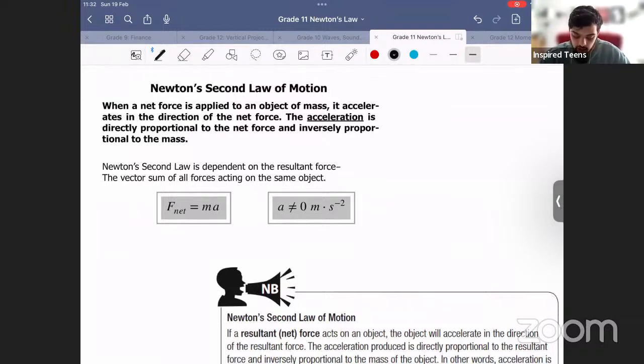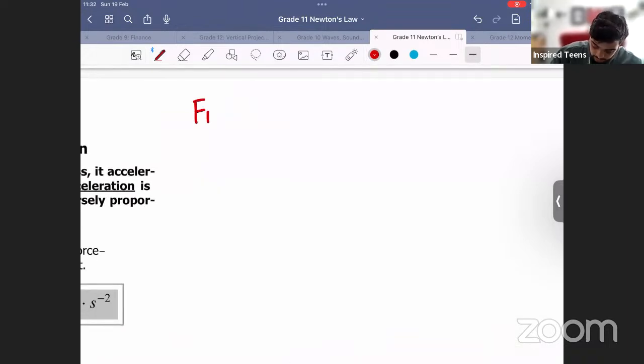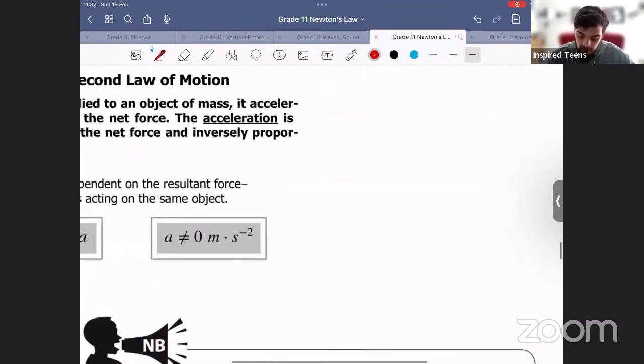And that acceleration, you need to note, is directly proportional to the net force, while being inversely proportional to the mass. So the higher the net force, the higher the acceleration. The higher the mass, the lower the acceleration. Newton's second law is dependent on the resultant force, the vector sum of all forces acting on the same object. So now this is really important. We know F net. F net is equal to M times A. This is what we use for Newton's second law. The net force on an object is equal to the object's mass times the object's acceleration. So that's really, really important.